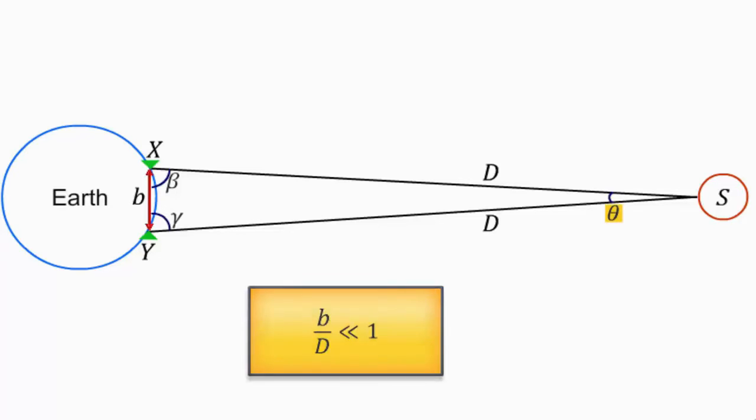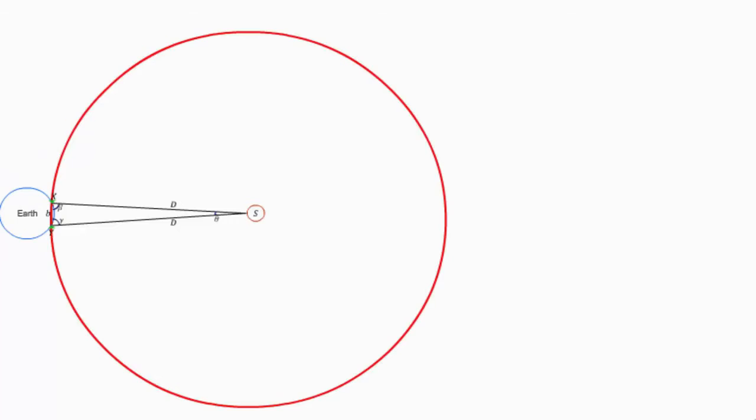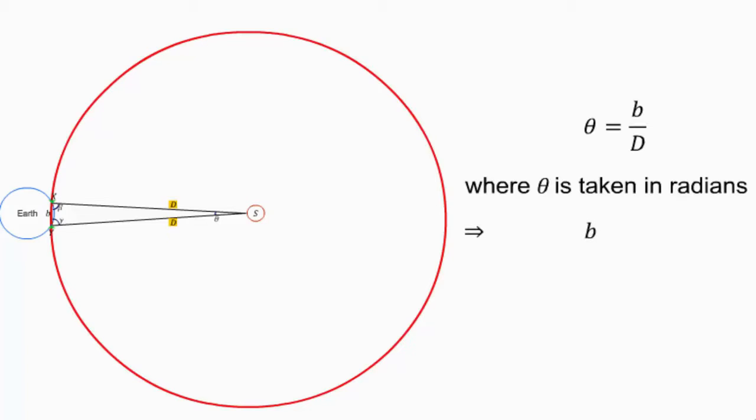Subsequently, we consider X and Y as two points on an arc of a large circle with its center at S and radius D. By definition of angle, theta is equal to the ratio of the arc length, which is the basis B, to the radius of the circle D, where theta is taken in radians. Thus, basis B is equal to D theta. This implies that the distance of the planet D from the Earth is the ratio of B to theta.